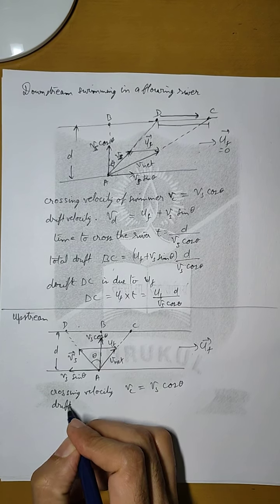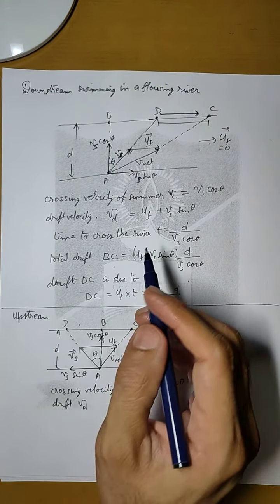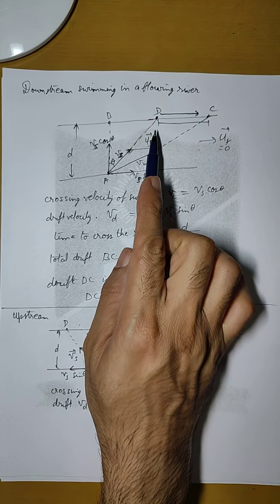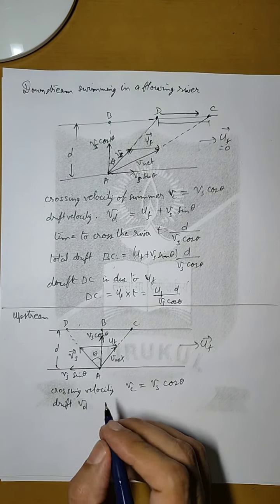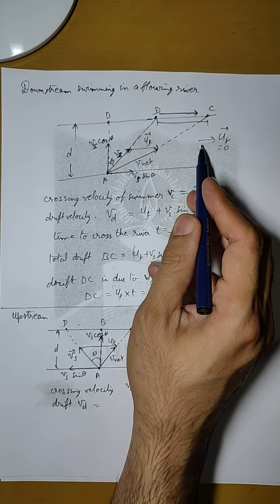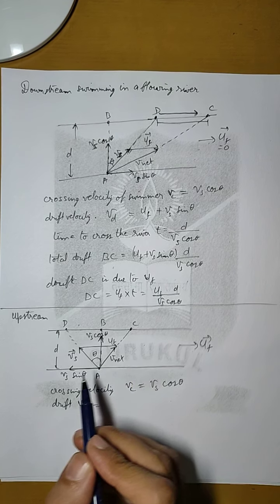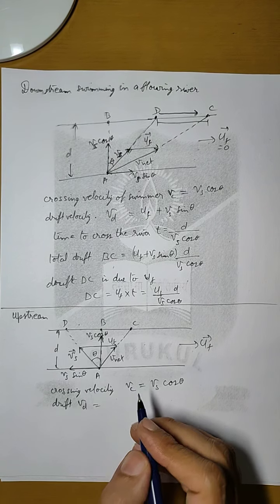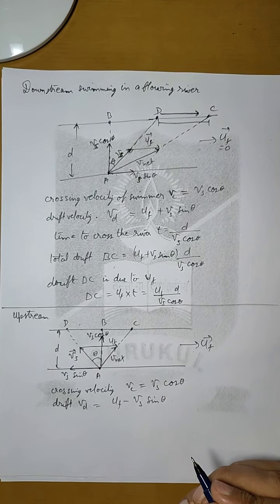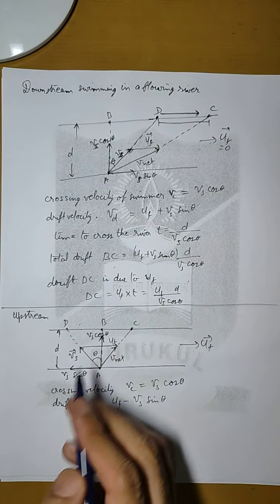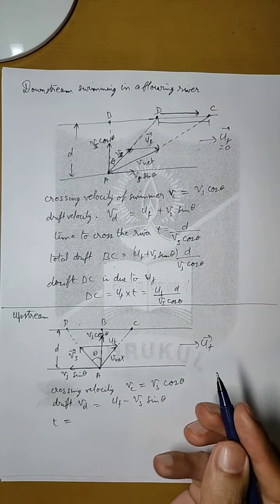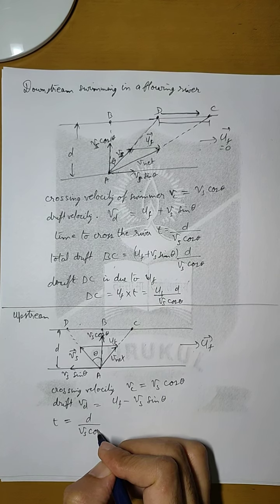The drift velocity Vd, the velocity which is making the swimmer drift in this direction, earlier was UF plus Vs sine theta, because both of these velocities are in the same direction. This time UF is in this direction but Vs sine theta is in the opposite direction. That means the drift velocity will be equal to UF minus Vs sine theta. Now the time to cross the river, T, was D upon Vs cos theta. Again, in this situation the vertical direction has not changed, so it will still be D upon Vs cos theta.